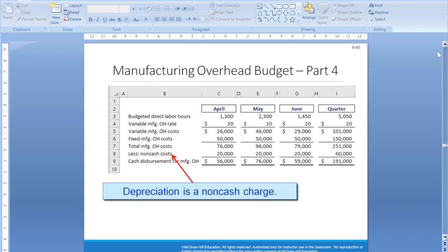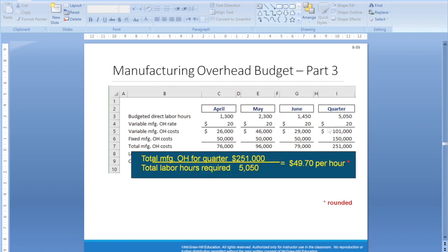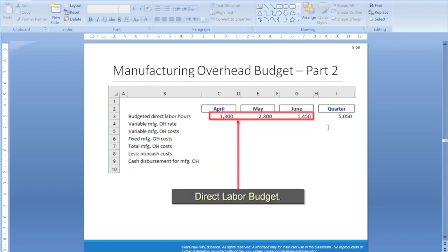Okay, guys, let's continue with the manufacturing overhead budget. Go back here.